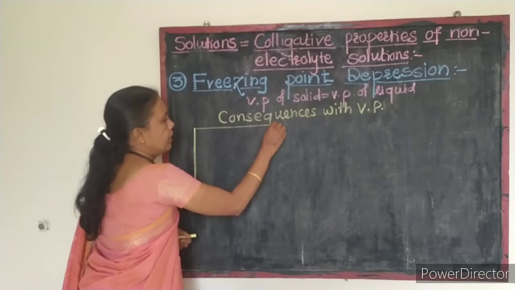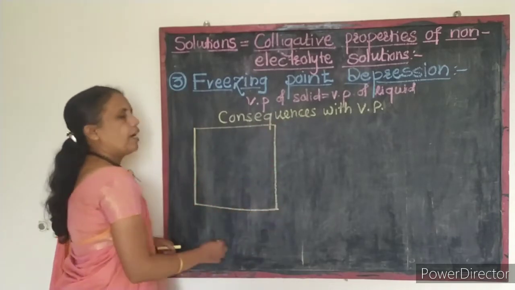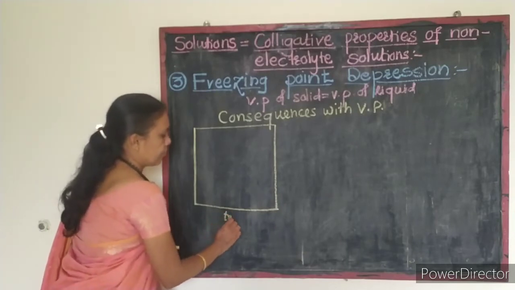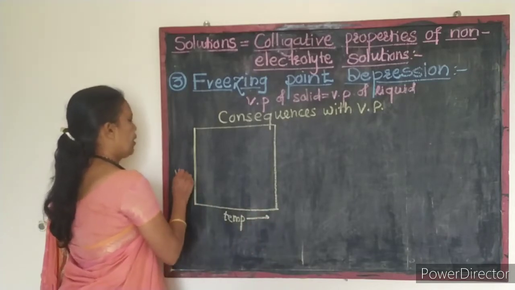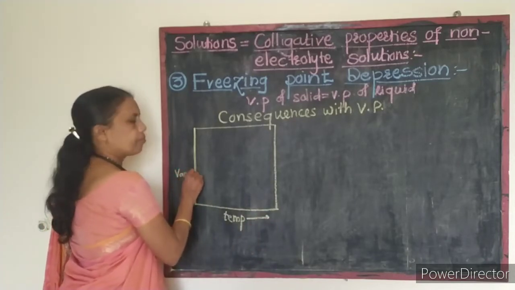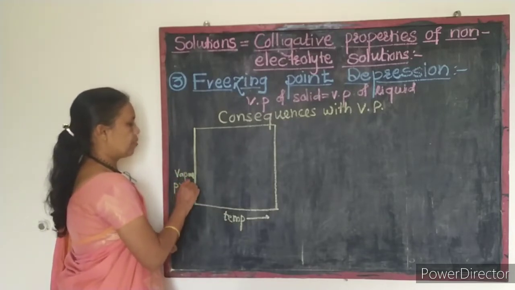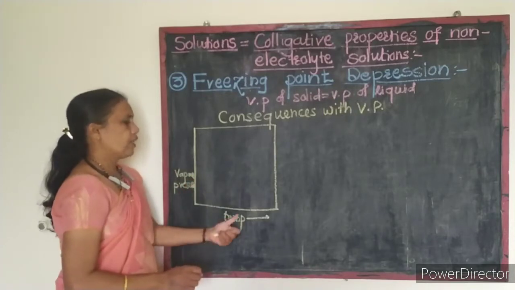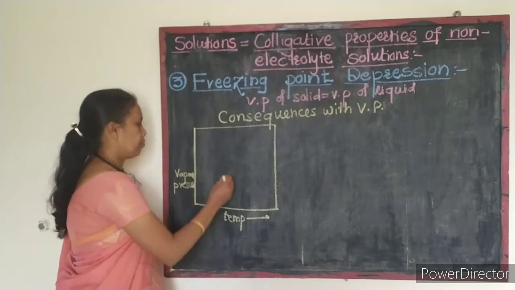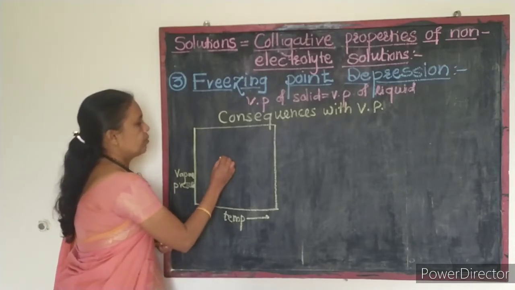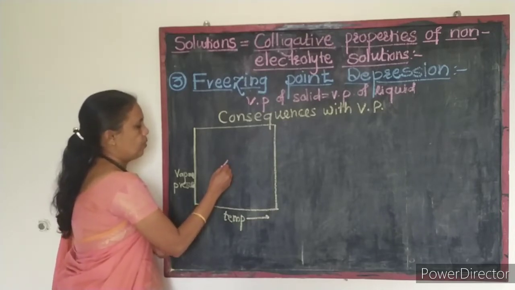Here one experiment is done. Pure solvent and solution, their vapor pressures are noted at respective temperatures and a graph is plotted. In this graph, we take temperature on the x-axis and vapor pressure on the y-axis. We get the graph for solid like this. This is for solid.